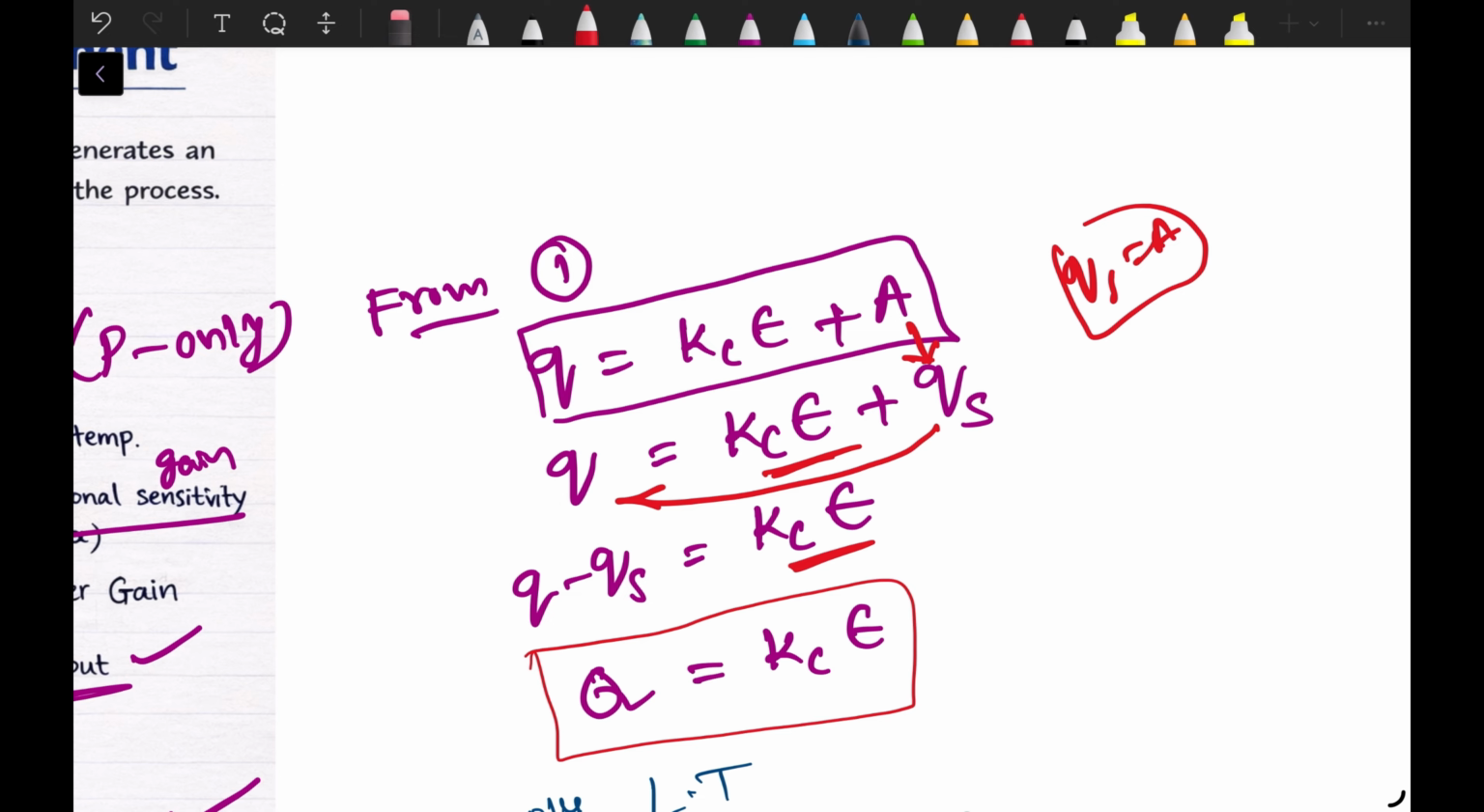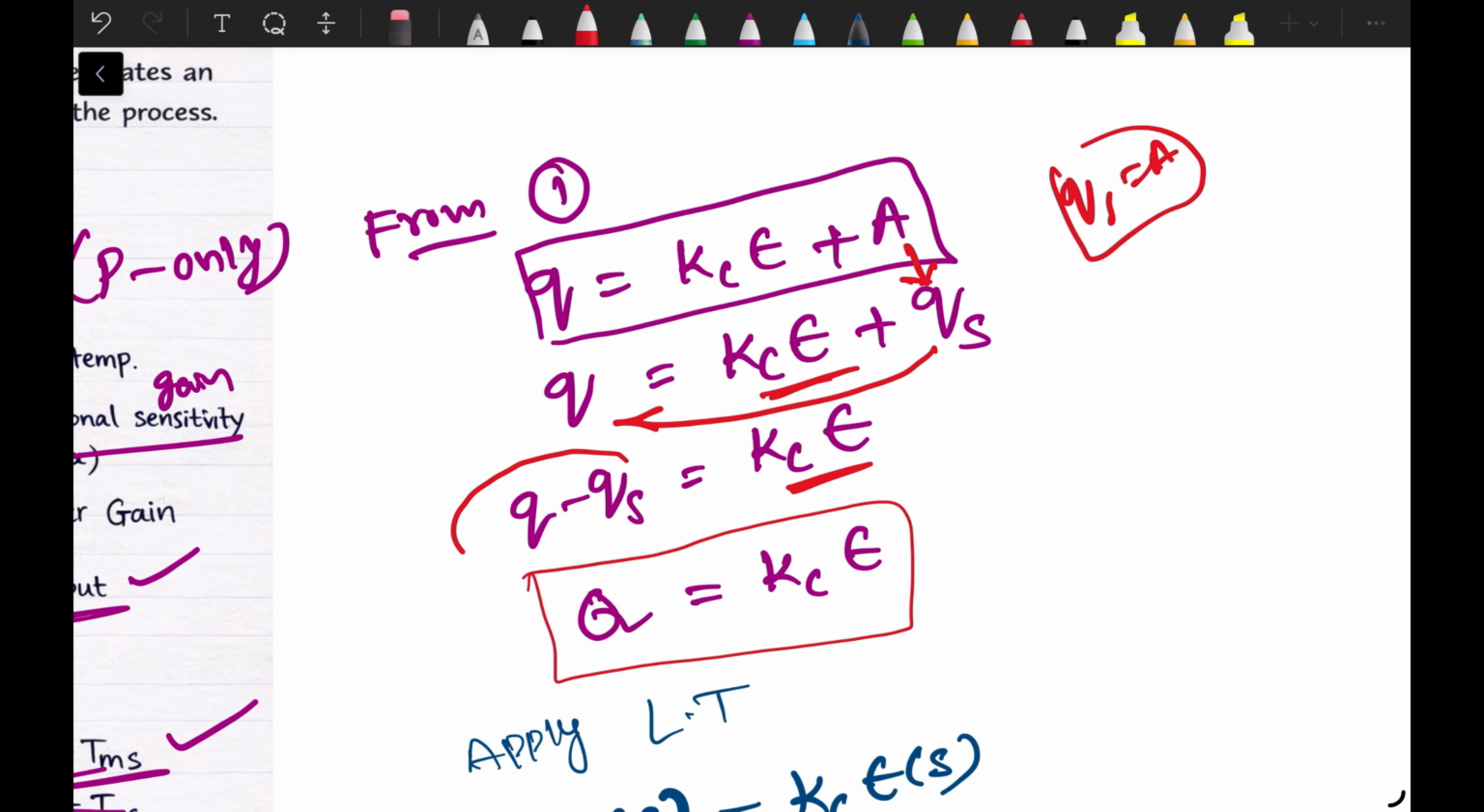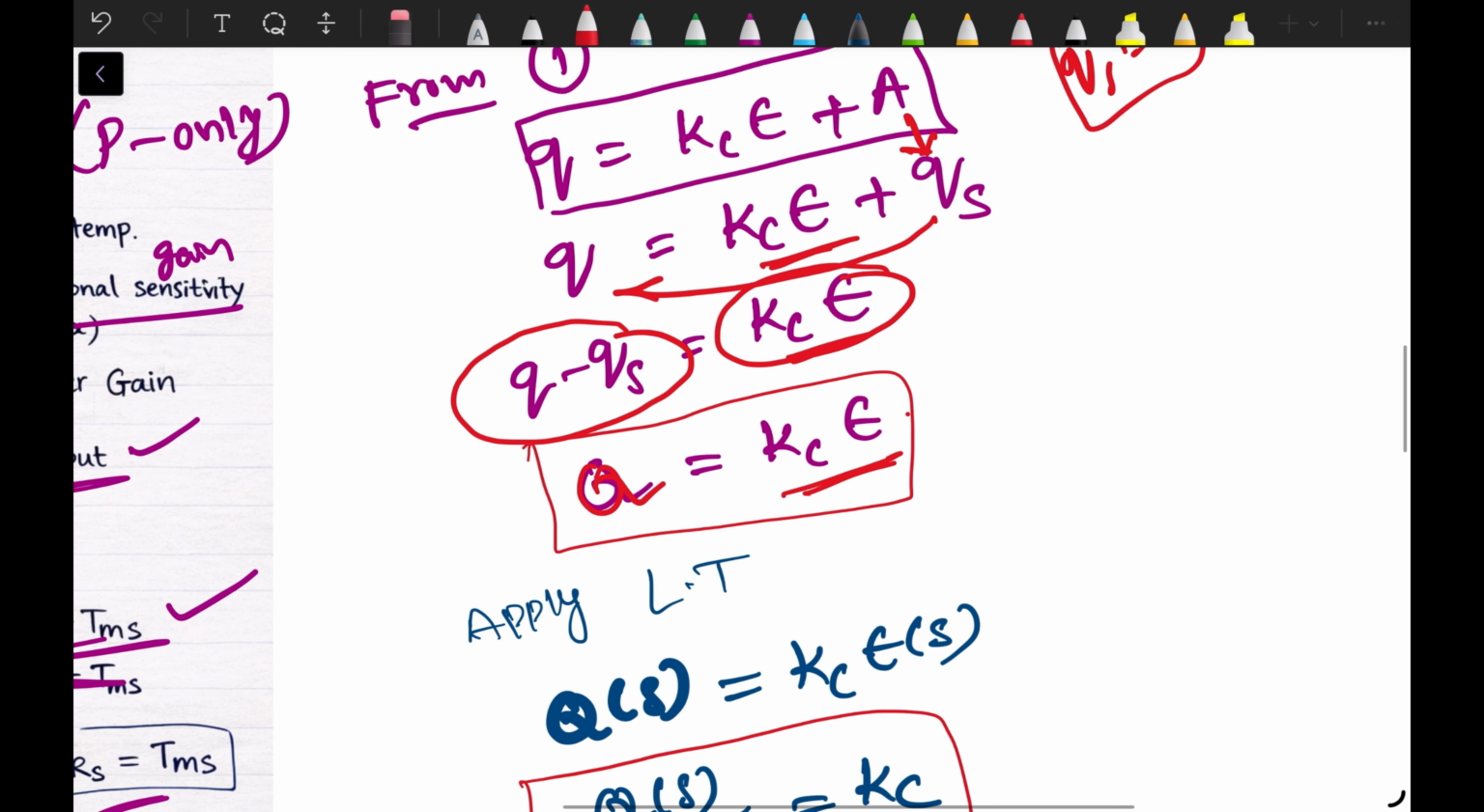So now what do we get? We know Q minus Qs becomes capital Q, the deviation variable. That is equal to Kc into epsilon, or Kc into error.